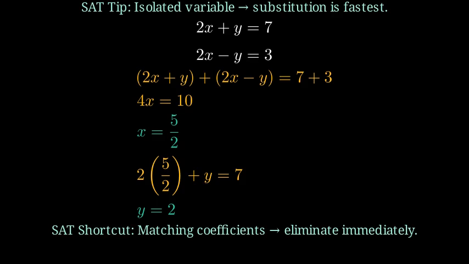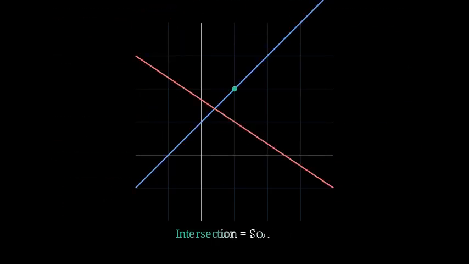Don't waste time rearranging. Method 3 is graphing. It's useful conceptually, but not usually efficient on the SAT unless the question specifically asks for an intersection or gives a graph. The intersection point is the solution.